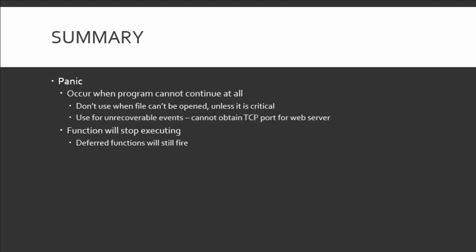The function will stop executing immediately at the point of the panic, but deferred functions will still fire. If nothing handles that panic, then eventually the panic is going to go up the call stack and hit the Go runtime. The Go runtime has no built-in handling for panicking situations, and so the program will then exit. If you do have a panicking situation that you feel you can recover from, then you can recover using the built-in recover function.